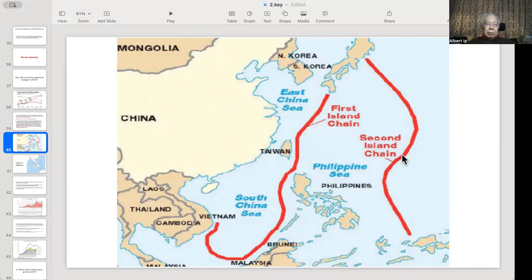So one of the main objectives is to try to break this containment. How to do that?